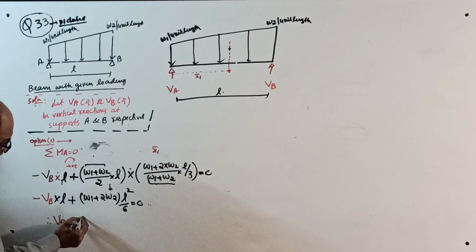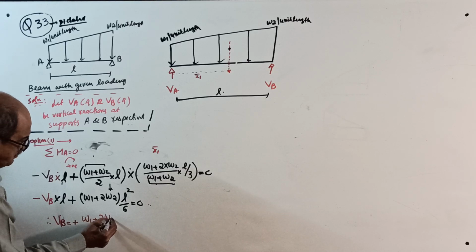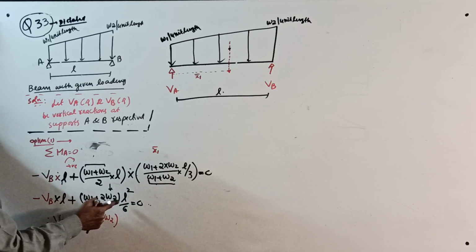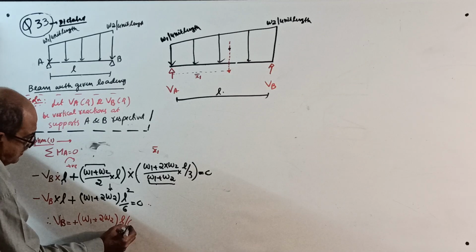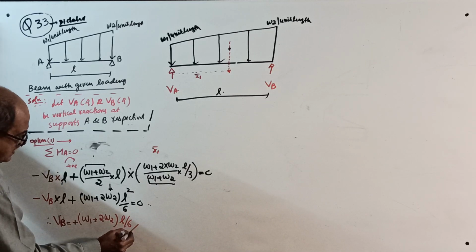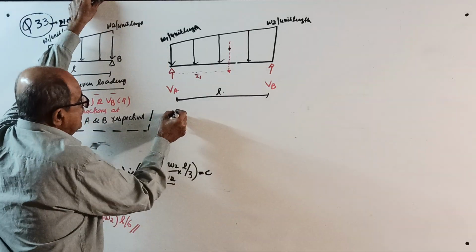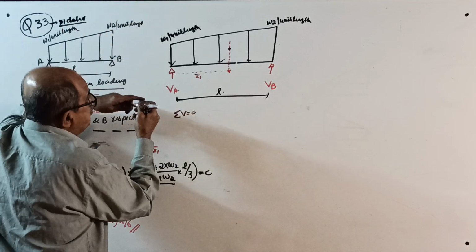See, if you learn all these, your structural knowledge will improve like anything. W1 plus 2W2 into L square, 1 L cancels, into L divided by 6 is the answer. This is the answer for VA. Now, make sigma V equal to 0. Take upward positive.